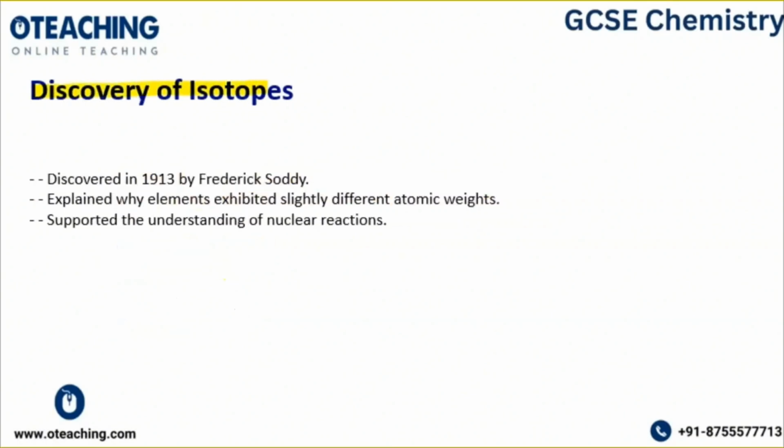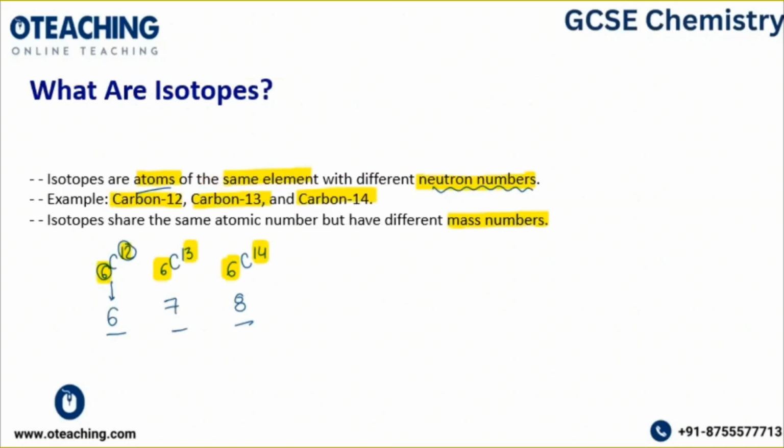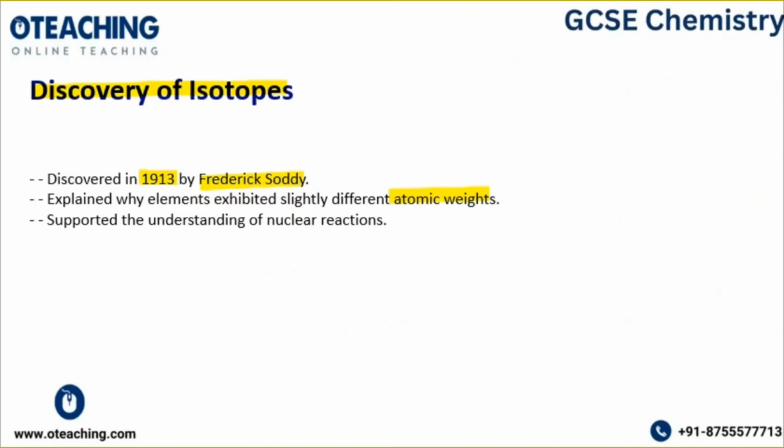Now, discovery of isotopes. They were discovered in the year 1913 by Frederick Soddy. He explained why elements exhibited slightly different atomic weights. Here we can see that they have different masses, so they would have different atomic weights as well. So because of isotopes, we got to know how and why elements exhibit different atomic weights. It supported the understanding of nuclear reactions also.